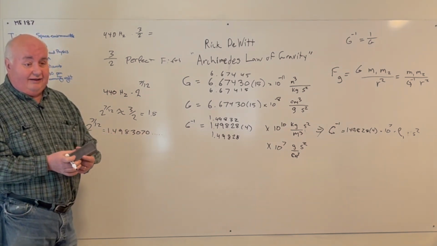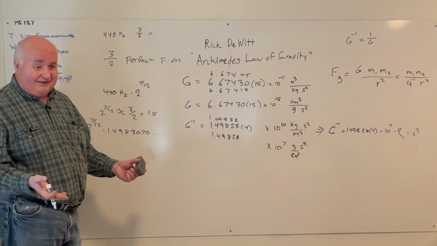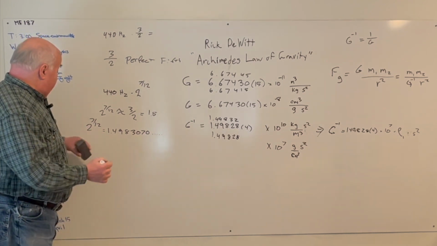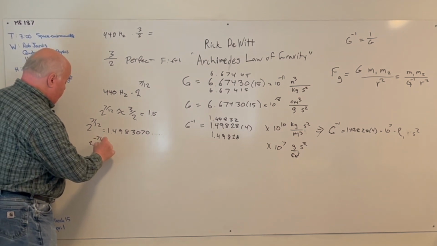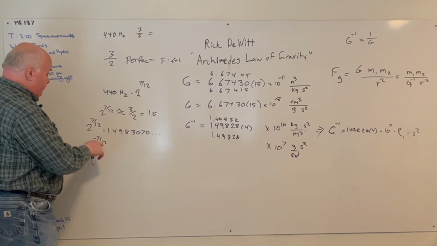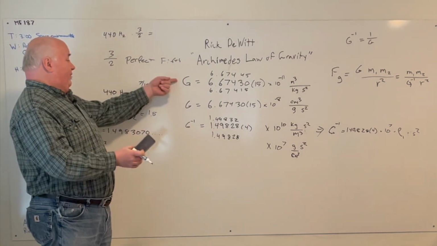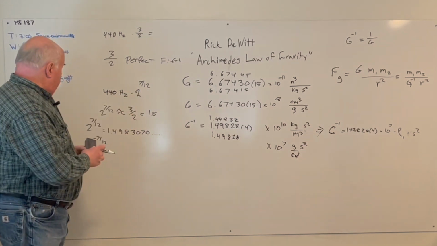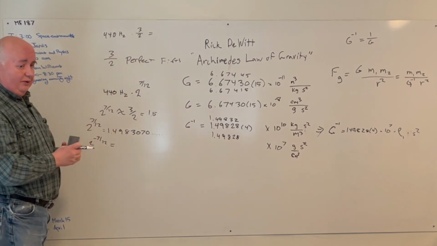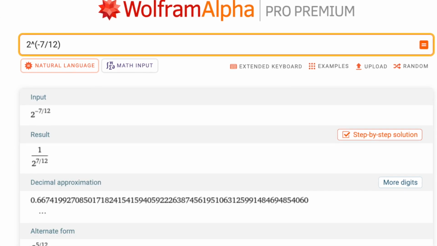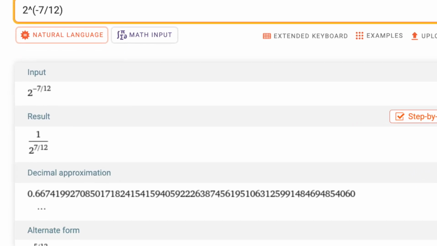At this point, I'm getting out of bed, I'm running down the hallway, let me check this more carefully. Now I want to take 2 to the negative 7/12, which is the inverse of this. Because this number was G inverse, now I want to get back up to G. So what's 2 to the minus 7/12? 0.667419.